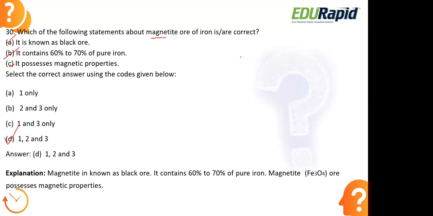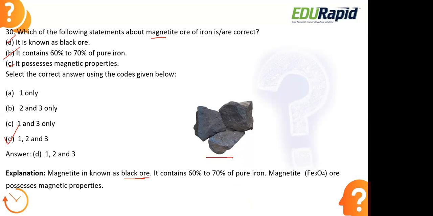It is one of the ores of iron, right? This magnetite is also known as black ore because it appears blackish in nature. Here you can see this is magnetite ore. From this we usually extract iron. It is the ore naturally available in the earth's crust. From this we take all the iron components, the iron metal. They appear blackish in color, so it is also known as black ore, and it usually consists of 60 to 70% pure iron.